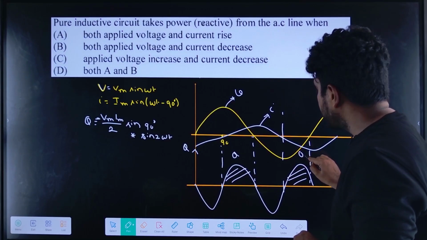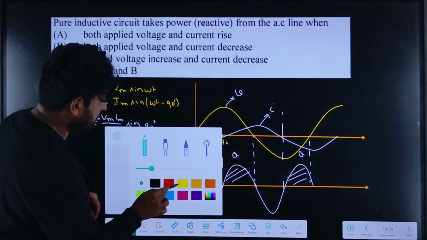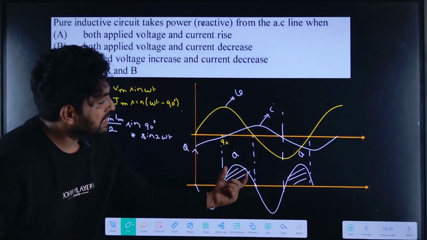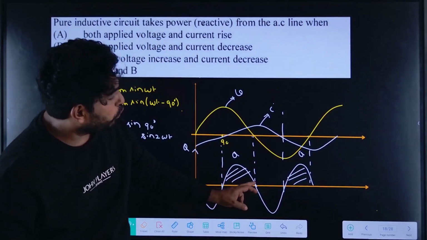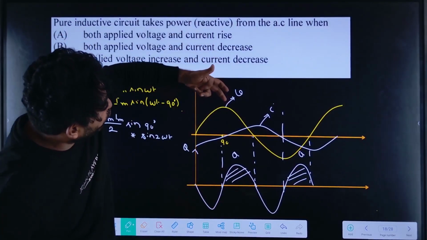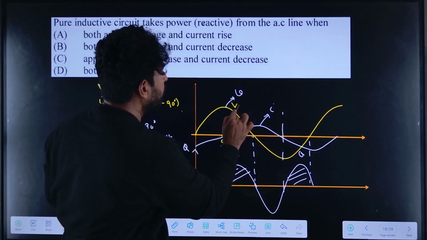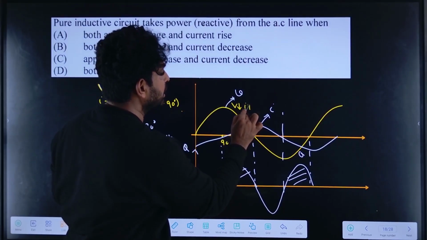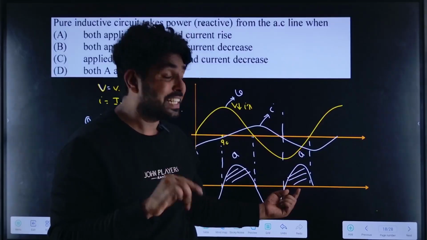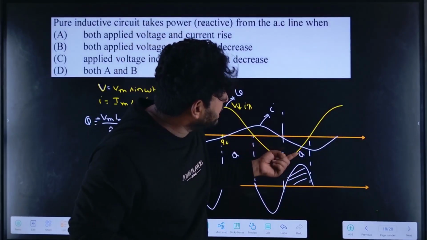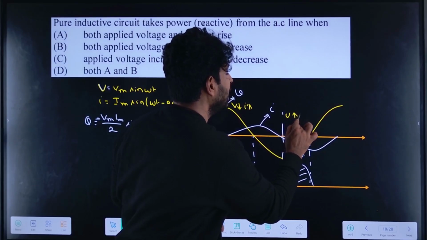Now we should analyze these regions, this region and this region. In this case, from 90 to 180 degrees, the voltage is falling and the current is rising. Again, Q is positive. In the second condition, what happens? The voltage is rising and the current is falling.